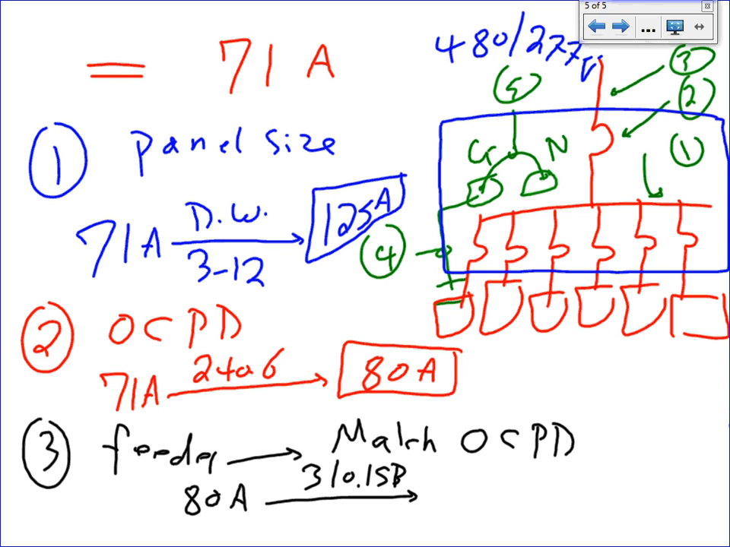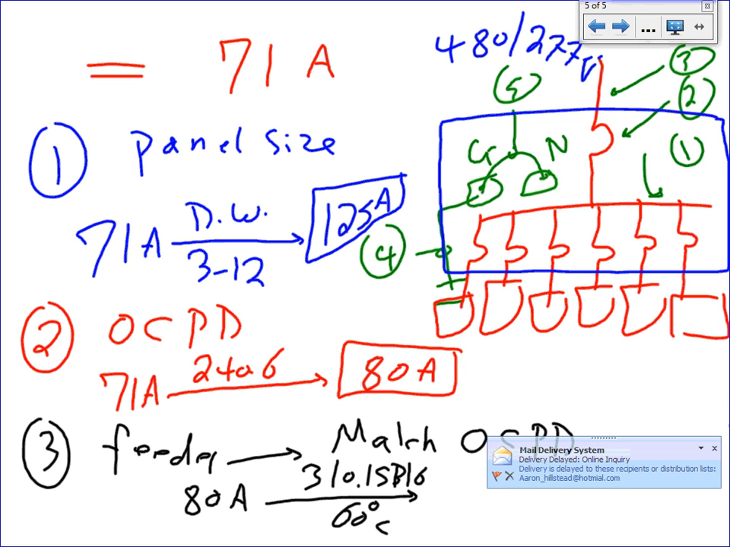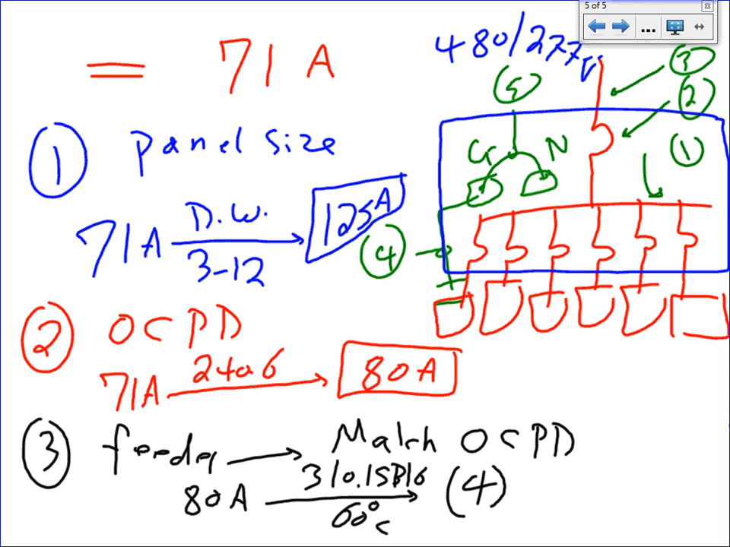310.16. I go under 60. Strictly speaking, because it's less than 100, I'm going to size from under 60. What did that give me? Number 3. How many? Look at the system. 4 conductors. I have 4 conductors: number 3, A, B, C, and G.